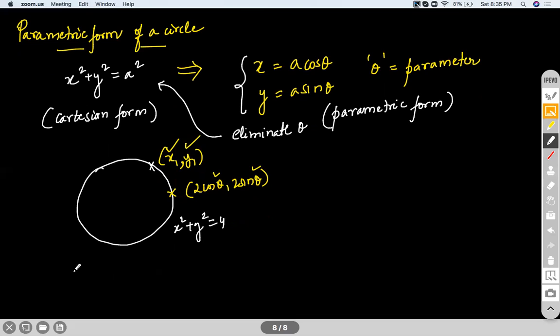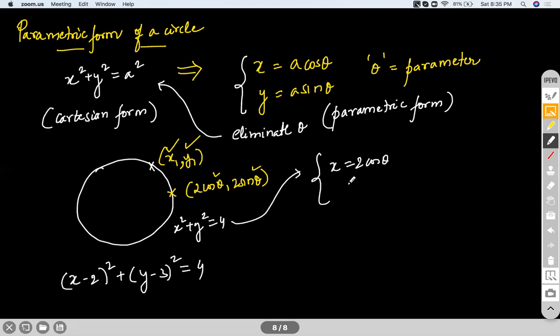Now, just a question for you all. Had the equation of the circle been this, x minus 2 whole square plus y minus 3 whole square is equal to 4, right? In the earlier case, your parametric form was x is equal to 2 cos theta and y is equal to 2 sin theta, right? Can you suggest the parametric form for this one? What should I write for x and what should I write for y?